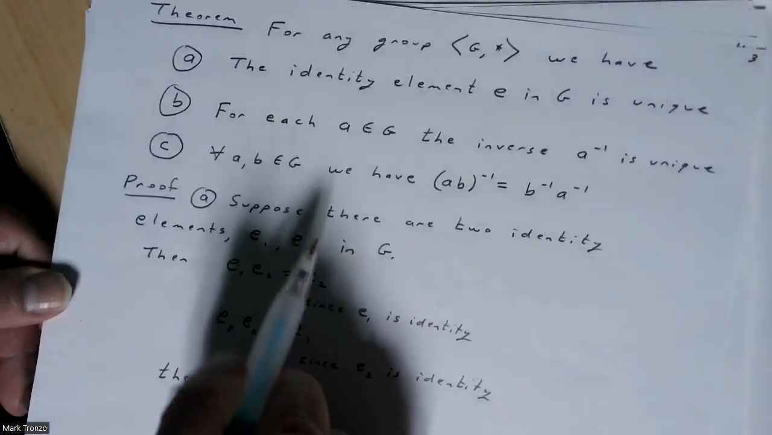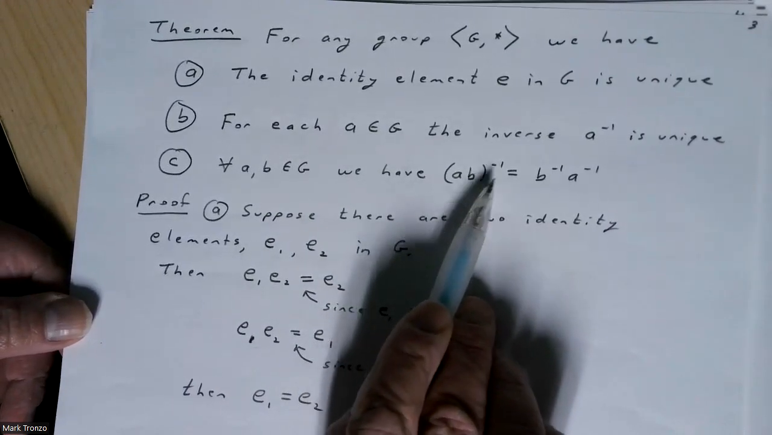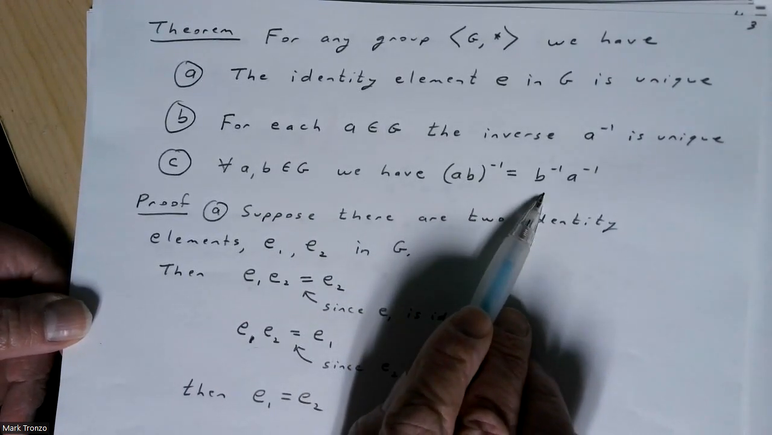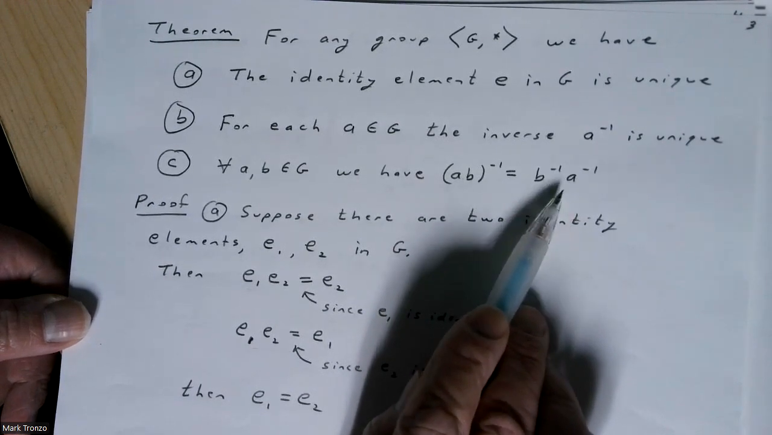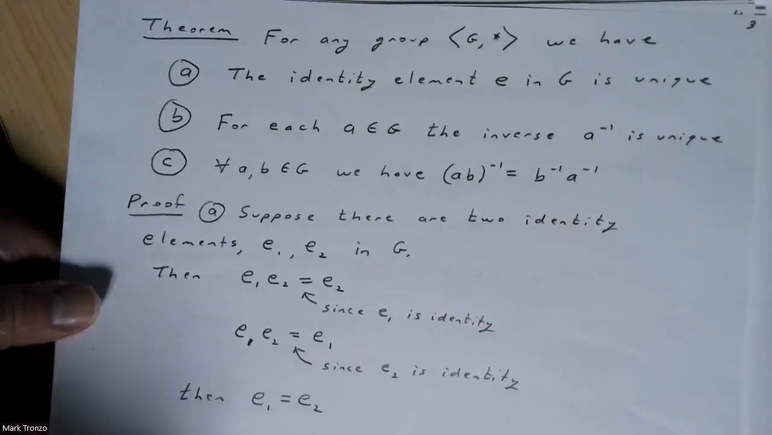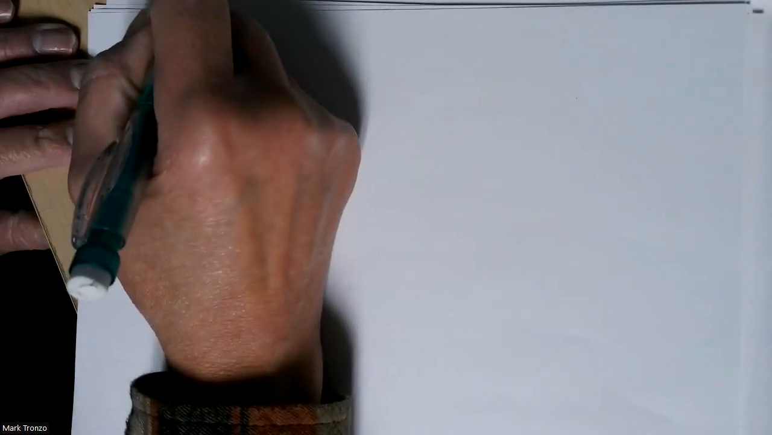Finally, we want to show that for all A and B in the group, (AB) inverse is equal to B inverse A inverse. Once again, I'm leaving the stars out of these just to simplify the notation. So again, we're going to prove that.